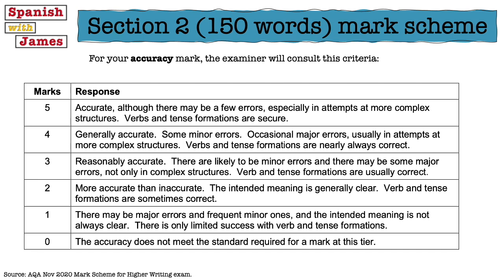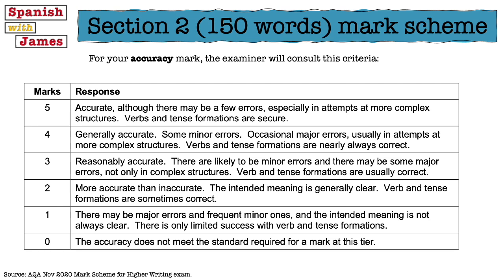To get 5 out of 5, it needs to be accurate. There can still be a few errors, and especially in the more complex structures, when you've had a go at the higher level stuff, you might make a couple of errors. You can still get 5 out of 5 for this. The main thing is that the examiner gets the sense that you're secure in your knowledge of how to use verbs for different people in different tenses. If they get that impression, they might give you 5 out of 5 marks.